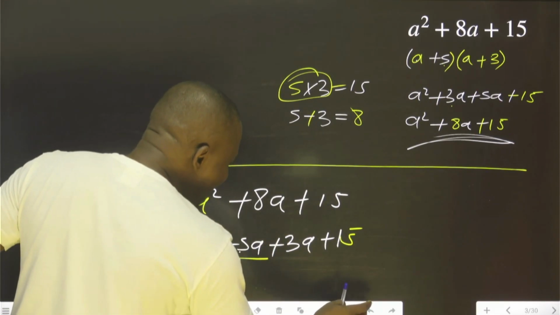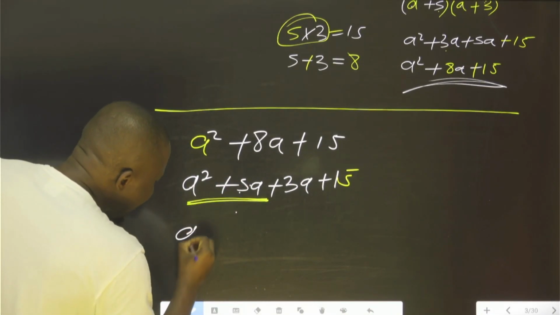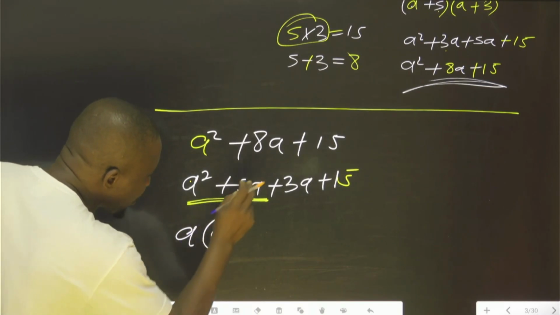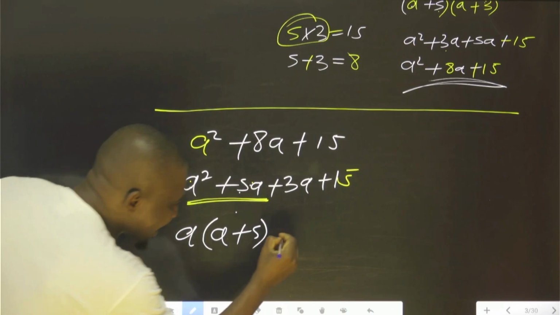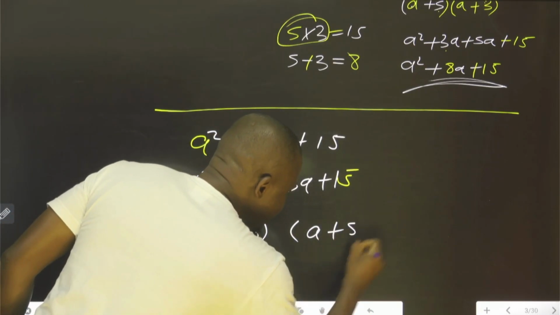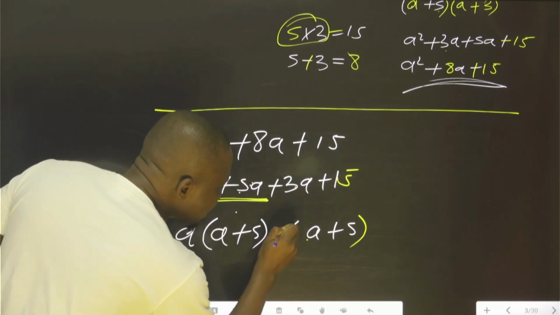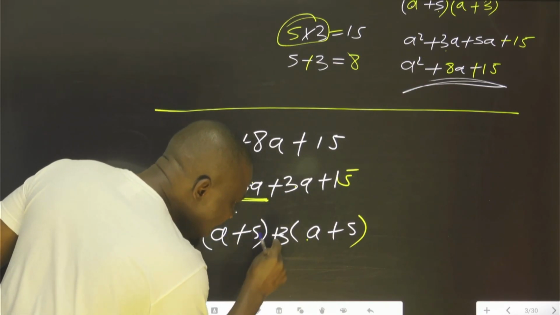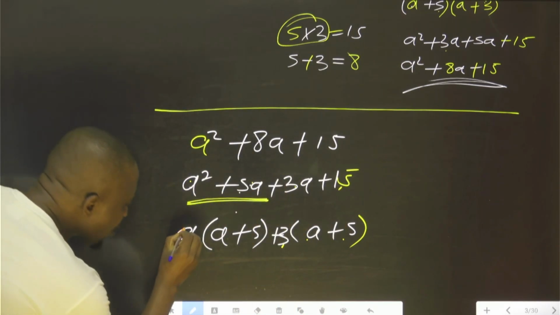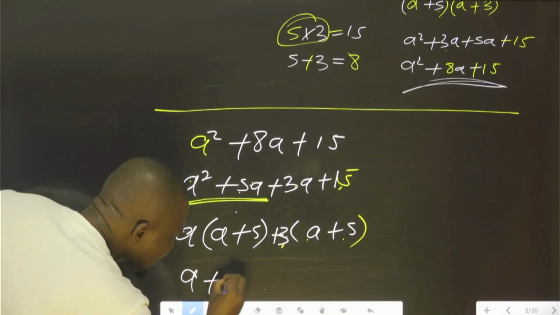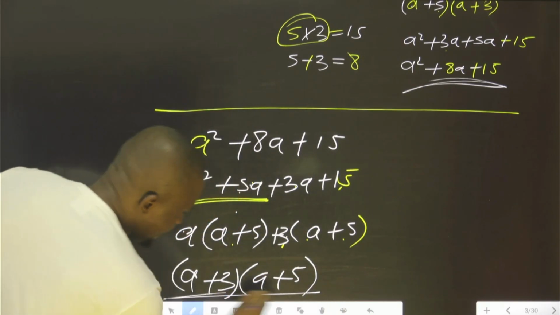Now, after grouping, you come here. This first group, what is common is a. What is remaining here now is a, and what is remaining here is 5. You repeat this one in the bracket. Once you repeat it, what can you do to this to have this? It's 3. That is plus 3. If you also multiply this plus 3 by this, can you have this? Yes. You are good to go. Then you take this plus 3, then you take one of these, that is a plus 5.